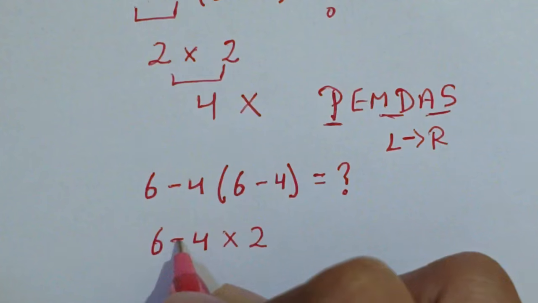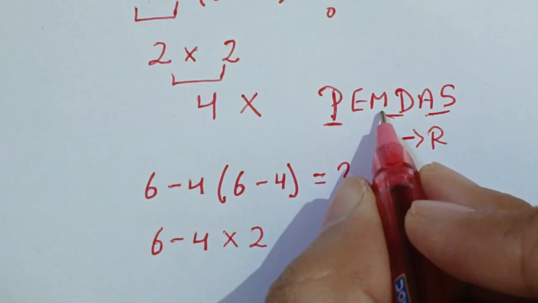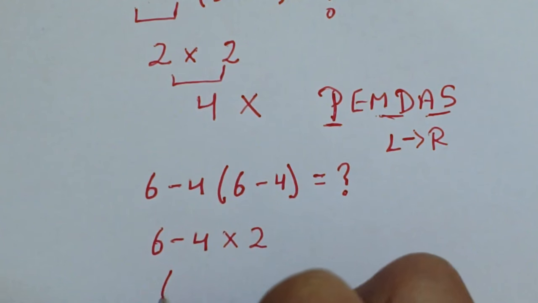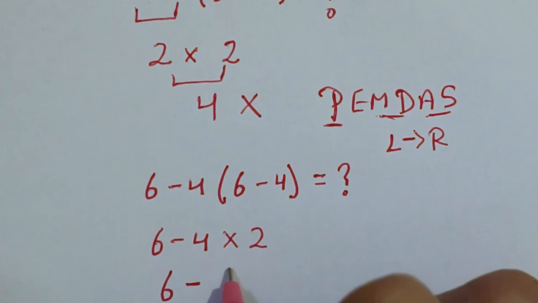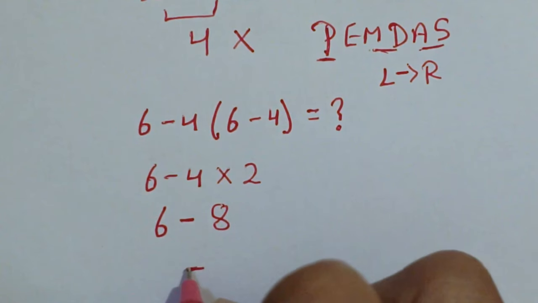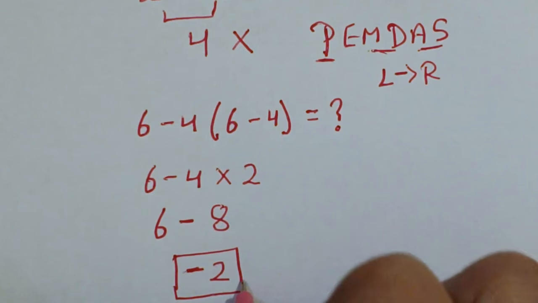Then next here minus and multiplication is there. So according to the rule, first we will solve the multiplication. So 4 times 2 is 8. So 6 minus 8 is minus 2. Minus 2 is the correct answer.